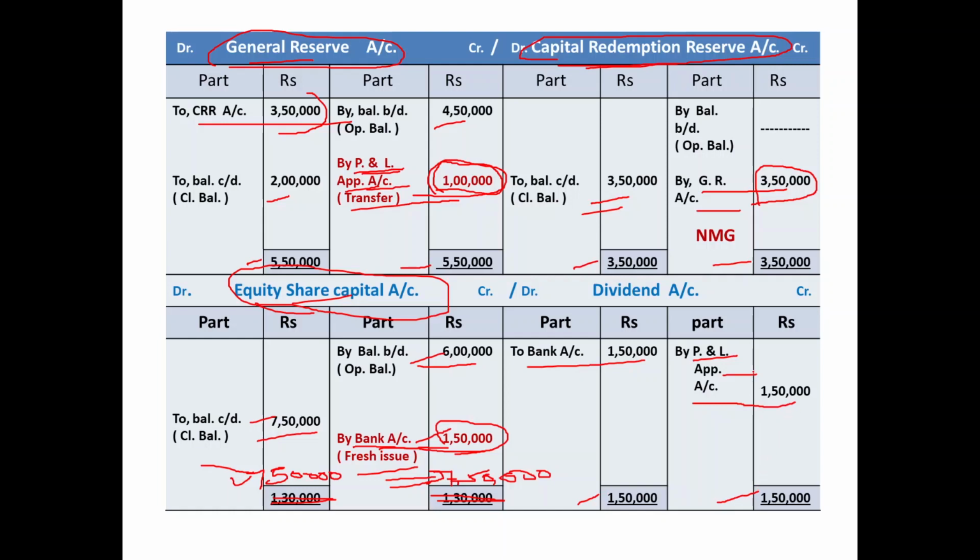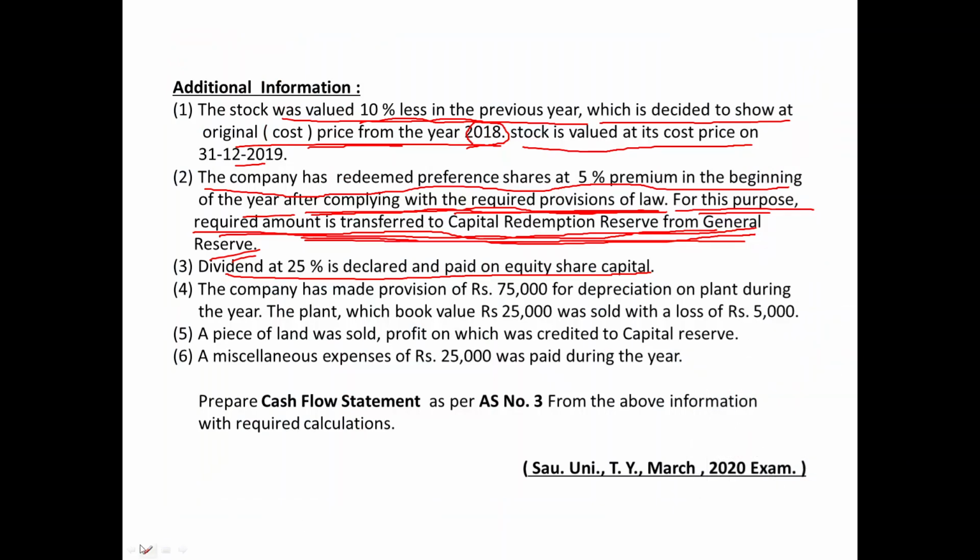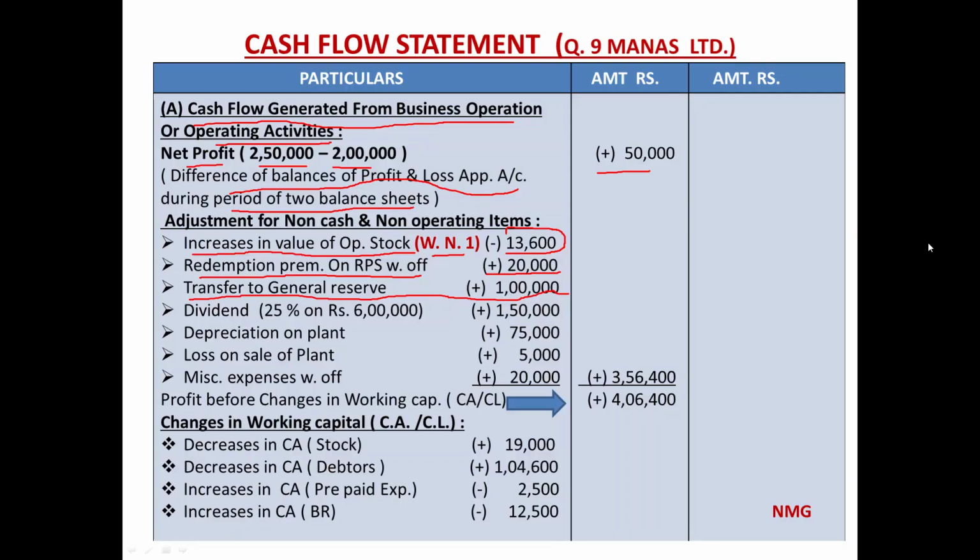Cash flow impact. On the credit side, title came profit and loss. It's a non-cash, it's a non-operating item. So this 1,50,000 will be added back under the first title. While on the debit side, title came bank, it indicates cash outflow. Under title C, this will be reported as a cash outflow. Let us report it in the cash flow statement. Let us add back it under the first title.